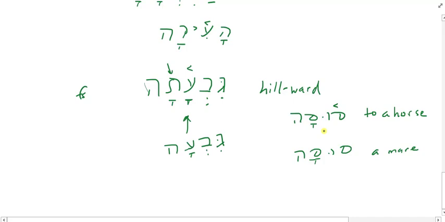So here, the big idea is that when you see that qamets-he ending, if it is unaccented, you want to be thinking directive he. If you see a qamets-he at the end of something and it's stressed, then it's probably a feminine singular qamets-he. All right?